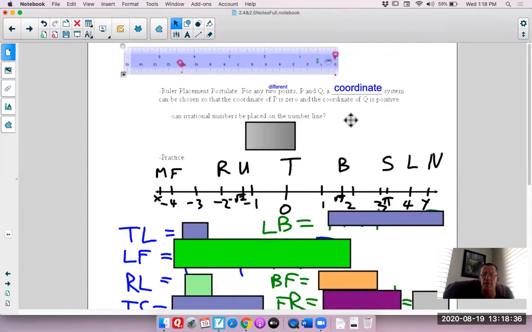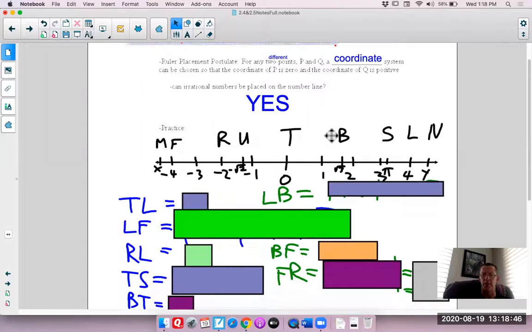And can you have irrational numbers on the number line? For example, can you have pi on the number line? Of course, it's a real number. Yeah, you can. Okay, so let's practice the distance formula.